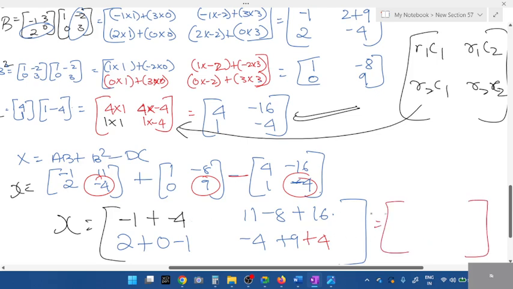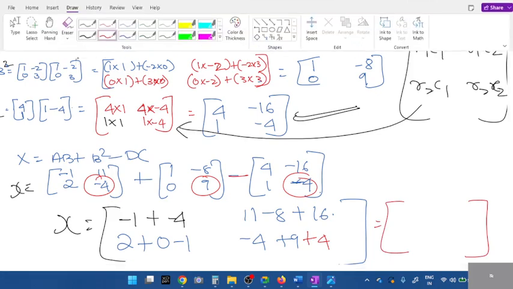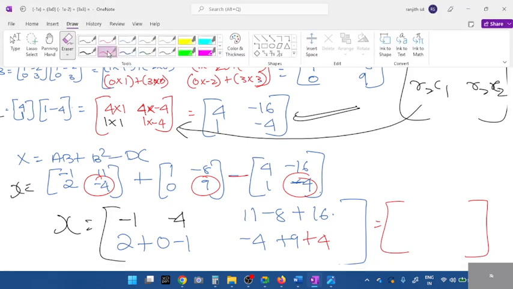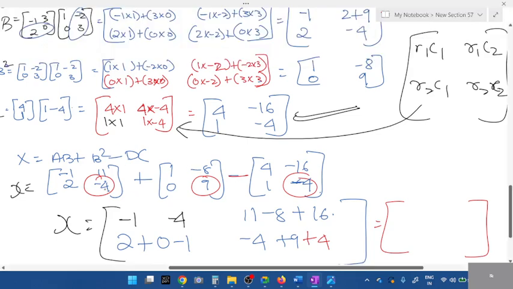So the final answer is -1 plus 1 minus 4. -1 plus 1 gets cancelled. -4 is left. 11 minus 8 is 3. 3 plus 16 is 19. 0 ignored. 2 minus 1 is 1. -4 plus 1, 9 is the answer. This is the final answer.